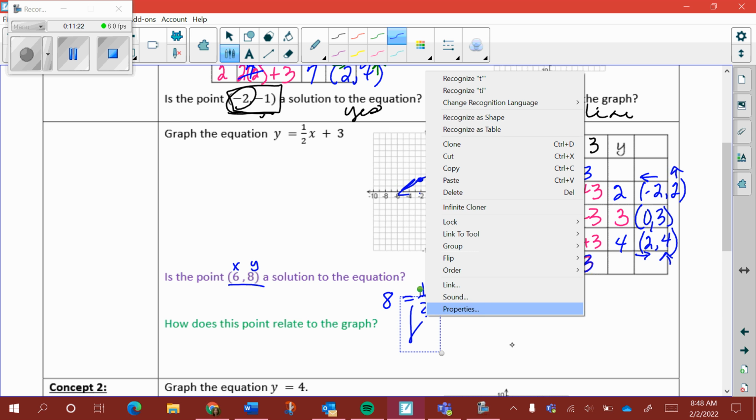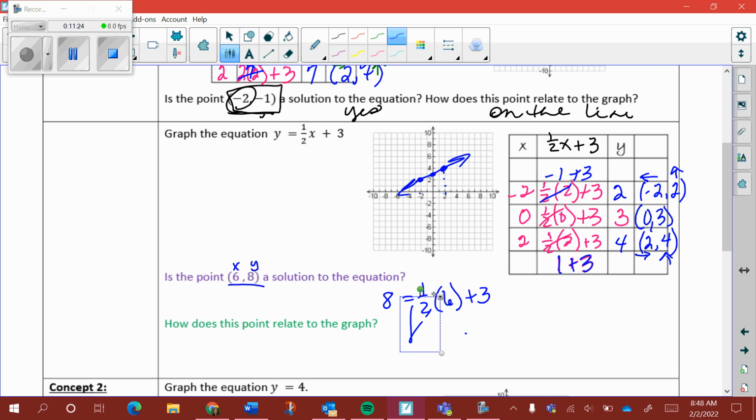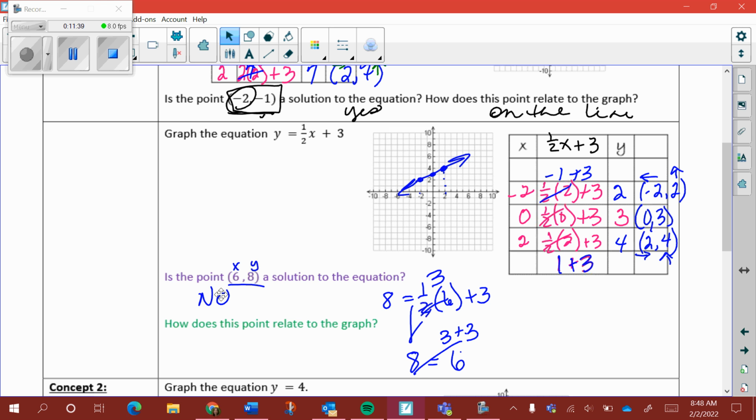So what's half of 6? Half of 6 is going to be 3. So 3 plus 3 is 6. 8 does not equal 6, so that's a no. So no, it's not going to be a solution.